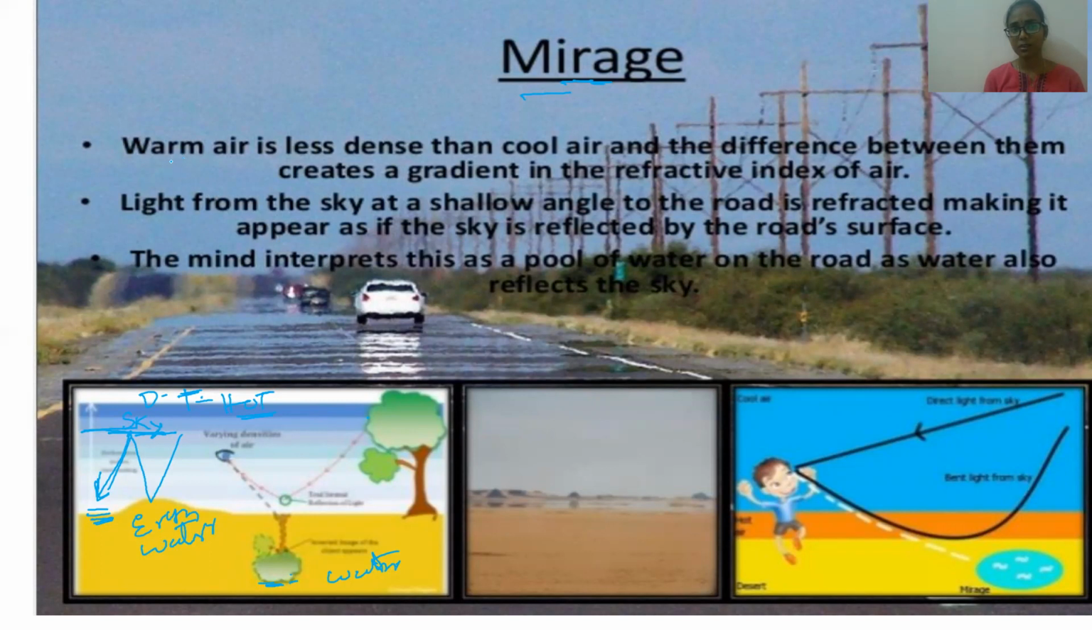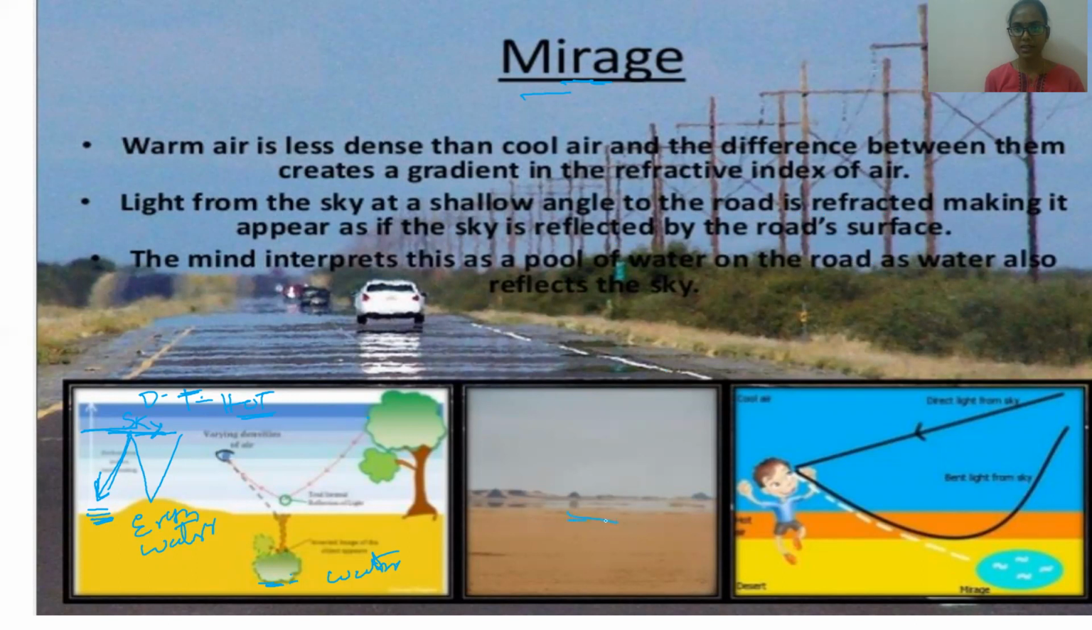So why is a mirage formed? See, warm air is less dense than the cool air, and the difference between them creates a gradient in the refractive index of the air. Okay, changes in the refractive index of the air. So light from the sky at a shallow angle, that means what we call the critical angle, actually in physics we'll understand that later, to the road is refracted, making it appear as if the sky is refracted back to the road surface.